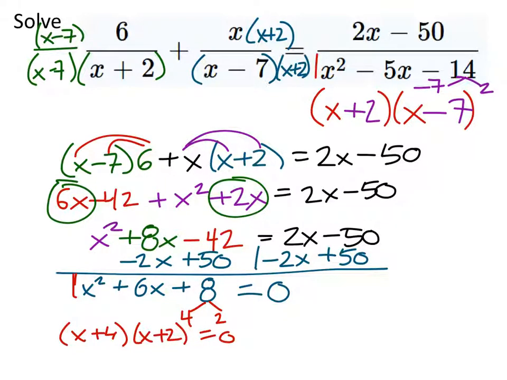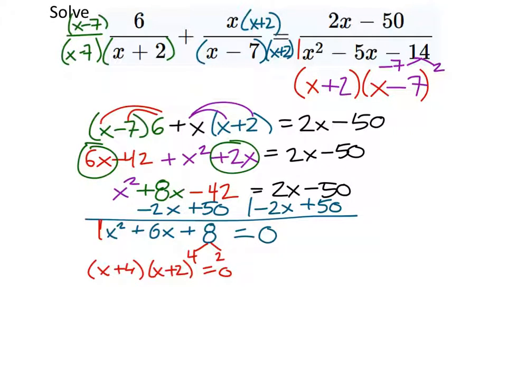So if I can get x plus 4 to equal 0, that would be a true statement, so x equals negative 4. But also if I can get x plus 2 to equal 0, that would give me a true statement, so x is negative 2.